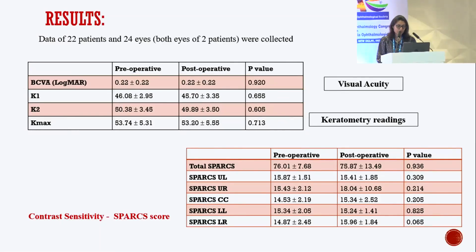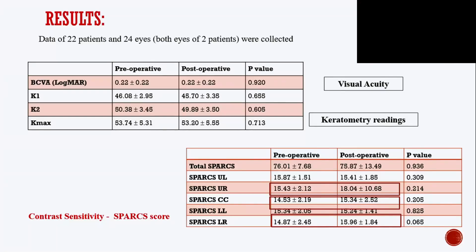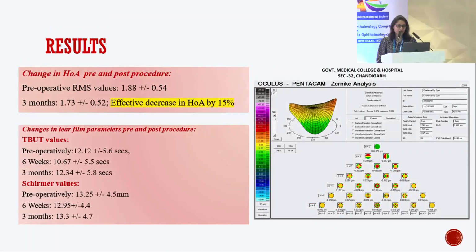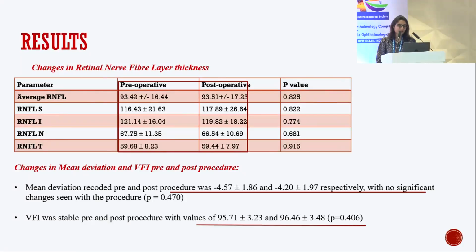Now coming on to the important part, that is the Sparks score. The total Sparks score remains stable over the 3 months post-operative period. However, if we look at the subsections or the quadrant-wise, the upper right, central, and lower right showed an effective increase in the contrast sensitivity. However, the results were statistically insignificant, but it does tell that probably there is a trend towards increase in contrast sensitivity. Higher order aberration showed an effective decline of 15%. Rest of the parameters were stable.